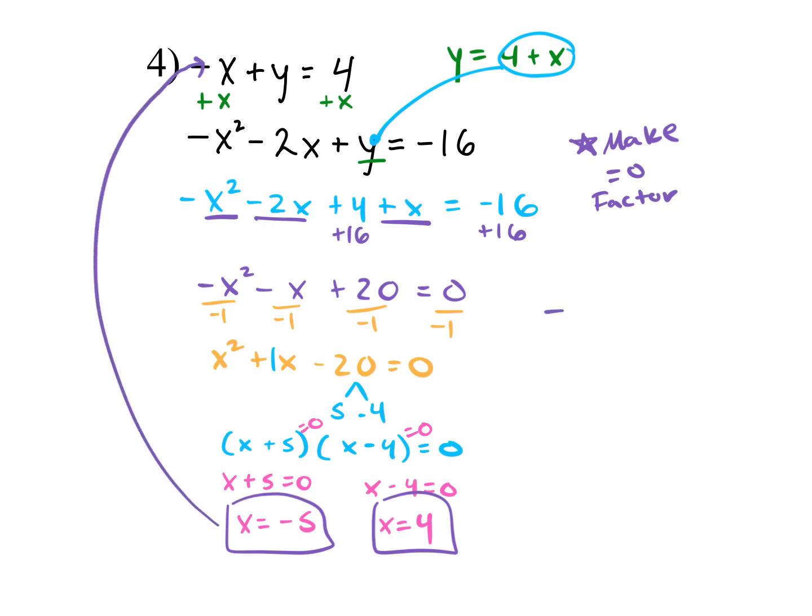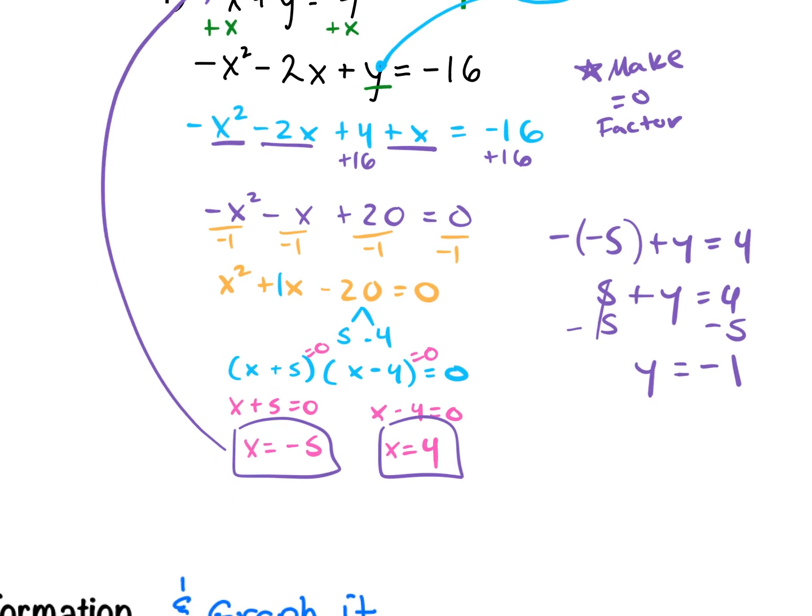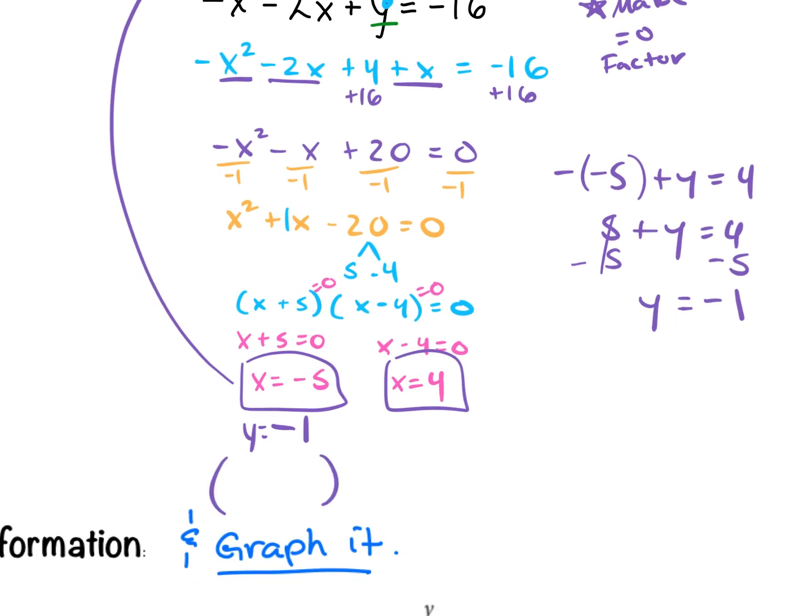So I'm going to plug it into the x in the first equation. So I have -5 plus y is equal to 4. I subtract 5 on both sides. So y is equal to -1. So when I plugged in -5, I got -1. So I would write this answer as -5, -1, just like we did with our x's first.